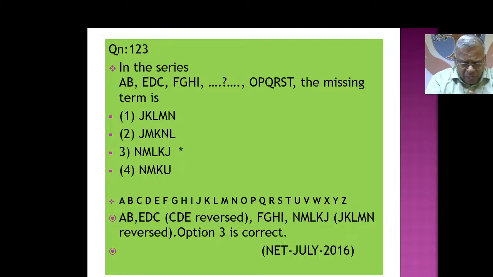According to the condition of the series, it should be reversed. Where is the clue? The second term is the clue. A, B, C, D, E, but they have given E, D, C. Isn't it? From that clue, you have to find the answer here. I hope you have understood that.